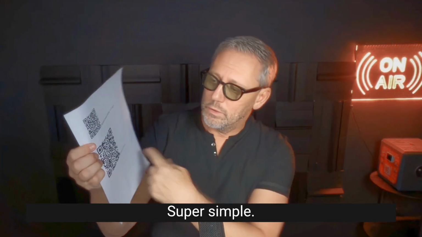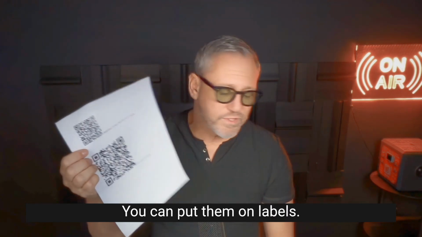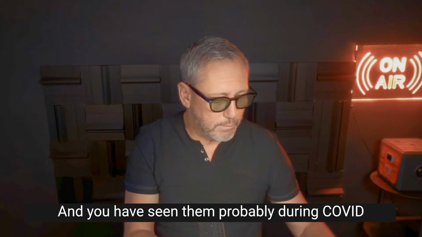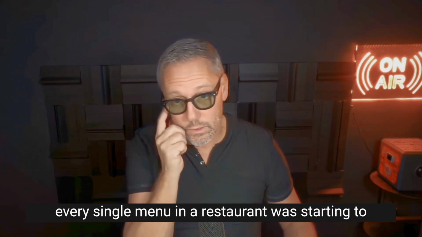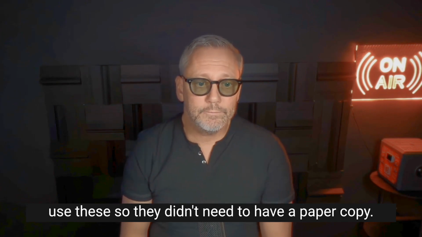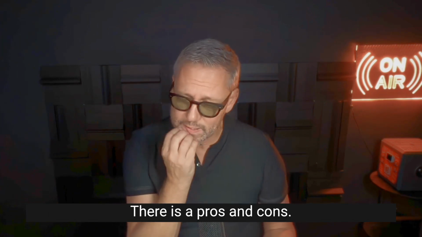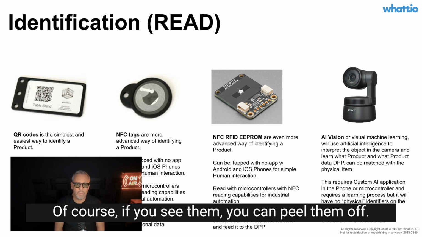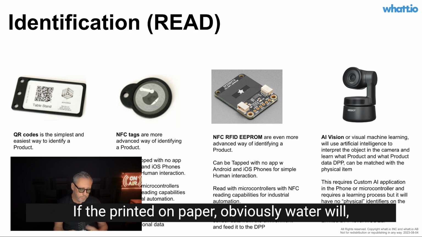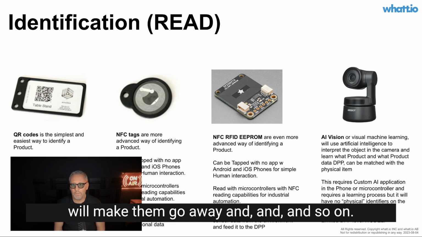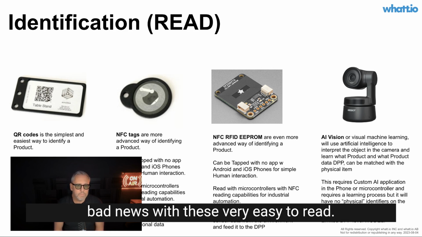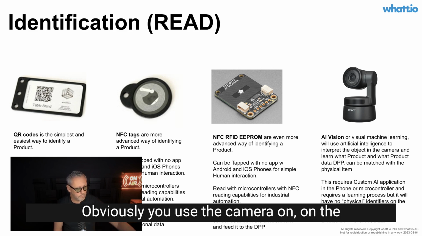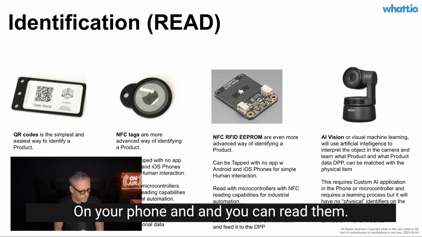Super simple. You can put them on labels, and you have probably seen them during COVID. Every single menu in a restaurant started to use these, so they didn't need to have a paper copy. There are pros and cons. They are simple and easy, but it's also easy, if you see them, to peel them off. If they're printed on paper, water will make them go away, and so on. So there is good news and bad news with these. They are very easy to read. You use the camera on your phone, and you can read them.